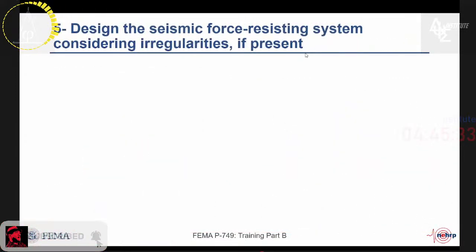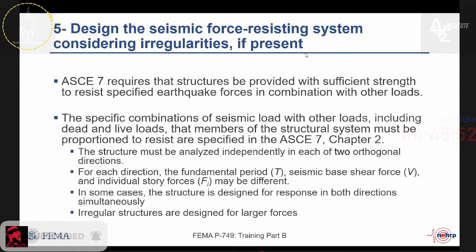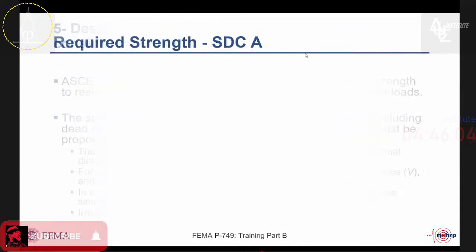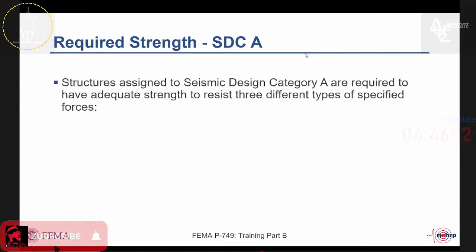In determining the design seismic forces required for a structural system, it's necessary to determine if the structure is regular or irregular. ASCE 7 requires structures to be provided with sufficient strength so they can resist specified earthquake forces in combination with other loads. The specific combinations of loads, including dead and live loads, are contained in Chapter 2, and the seismic forces are amplified for irregular structures. In seismic design category A, the procedures are simplest for determining the required seismic forces.